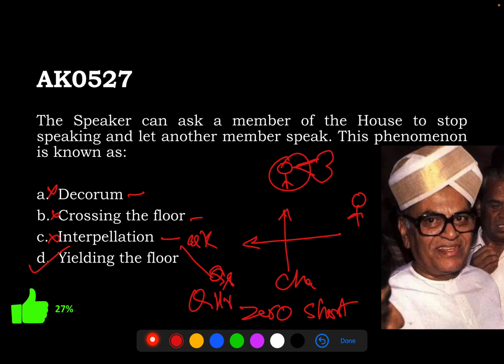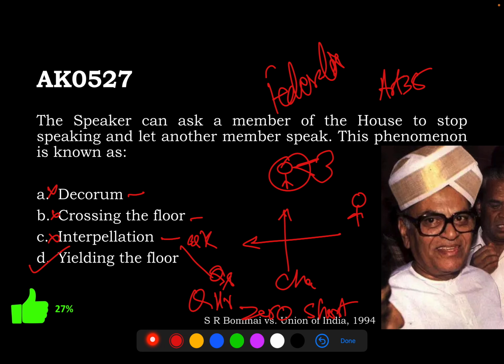And here too, you may not have recognized that it is S.R. Bommai. Behind the landmark case of what I told you earlier, S.R. Bommai versus Union of India, 1994, which laid down various guidelines for the use of President's rule under Article 356. And it also declared federalism as a part of basic structure of the Constitution of India.